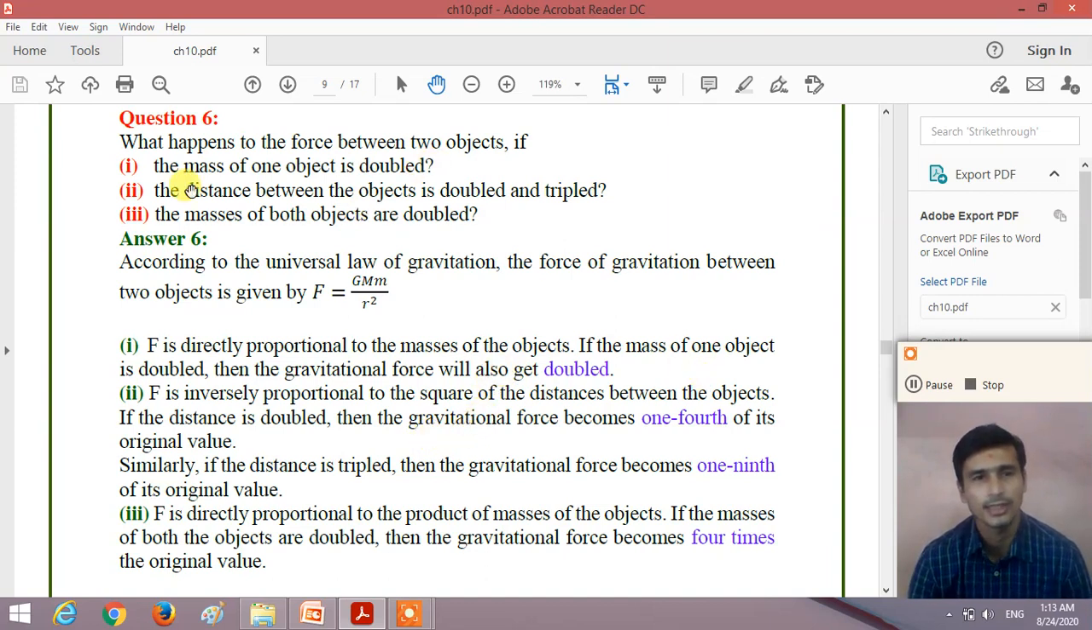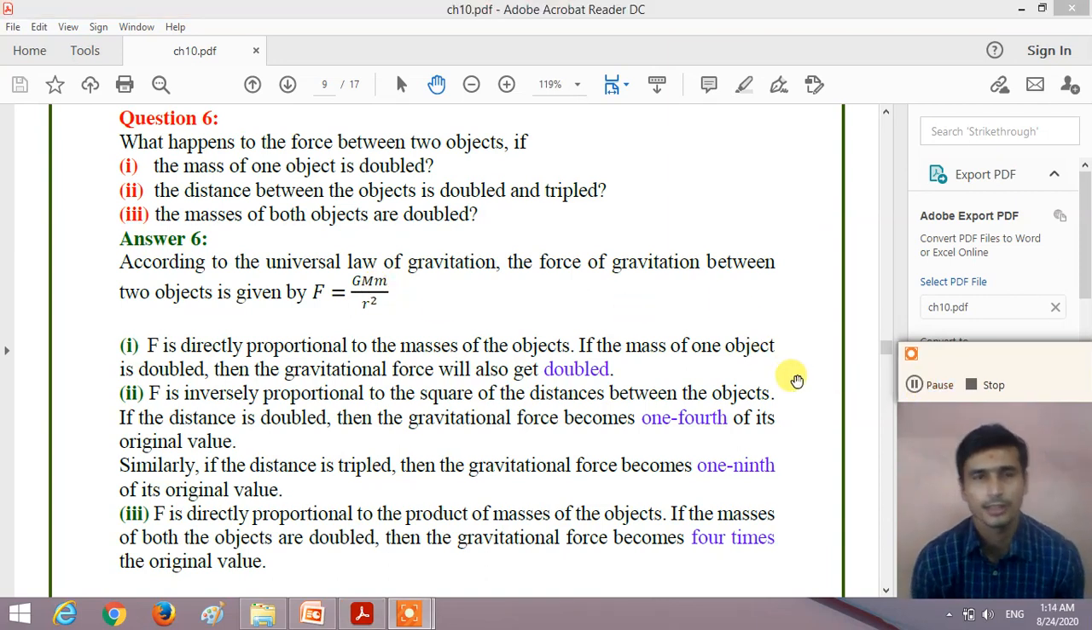Now the last question: the mass of both the objects is doubled. The gravitational force is directly proportional to the product of their masses. Now if the mass of both the objects is doubled, we can say that 2 into 2 is 4, so the gravitational force becomes 4 times its initial value.